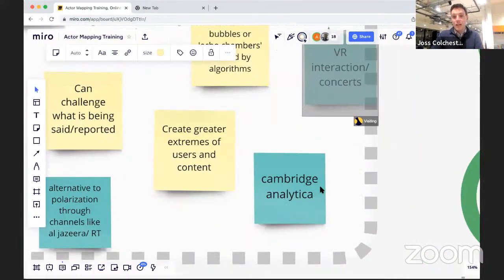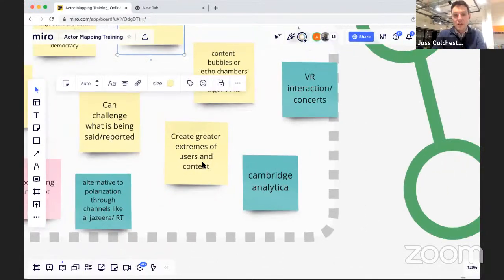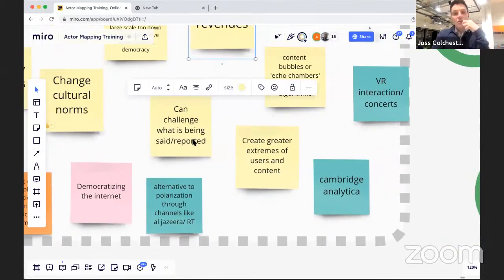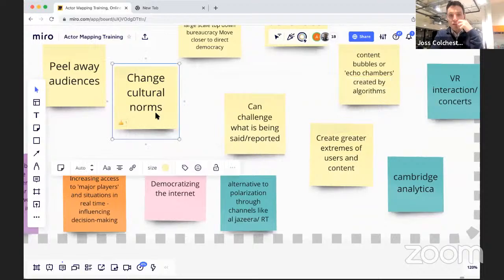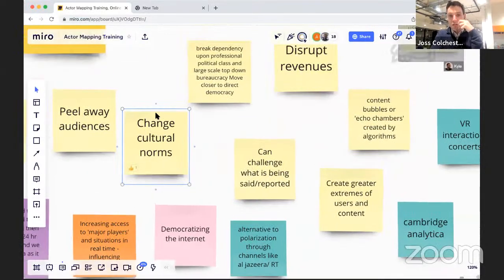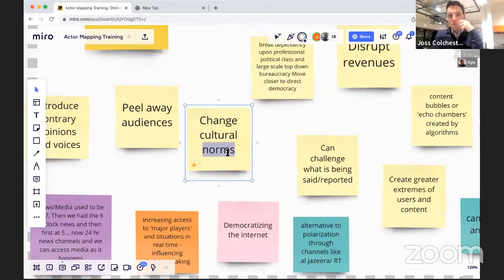So Cambridge Analytica, create greater extremes of users and content. Can challenge what is being said, reported. Yeah, there's a much bigger kind of feedback mechanism now. Change cultural norms. It's a good point. It's not all about information technology. It's also about people's expectations and cultural values and norms and so forth.